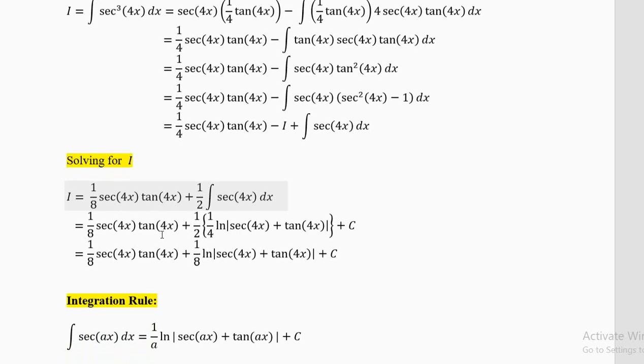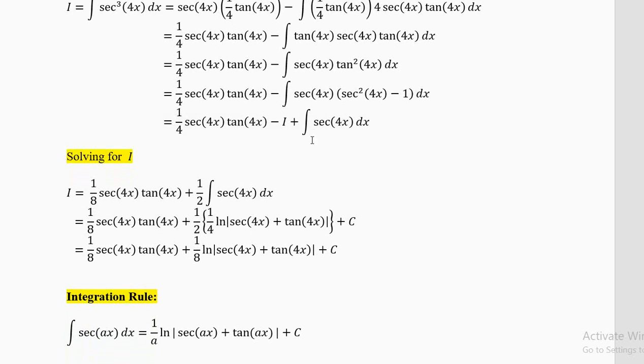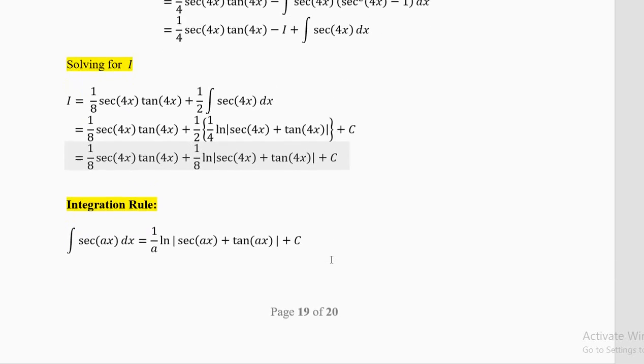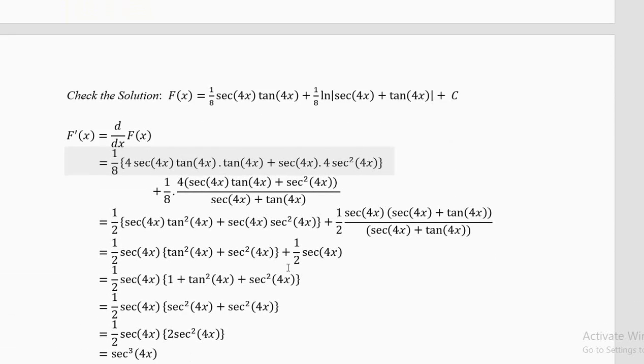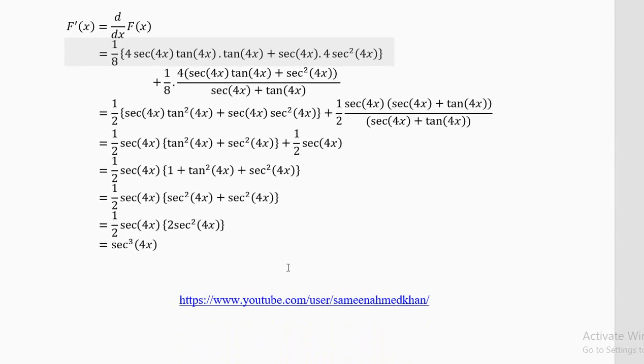So 2I equal to this plus this, divided by 2. So you'll get 1 by 8 instead of 1 by 4, and here you'll get half. So your final answer is 1 by 8 secant 4x tan 4x plus 1 by 8 logarithm natural secant 4x plus tan 4x plus c. And again, it can be checked by differentiation in 5 or 6 steps.